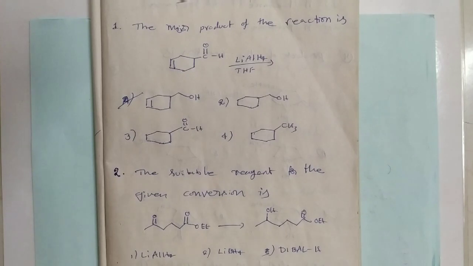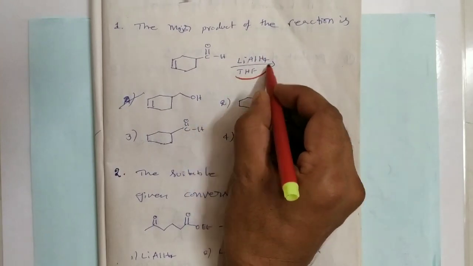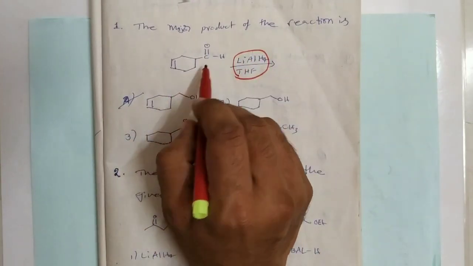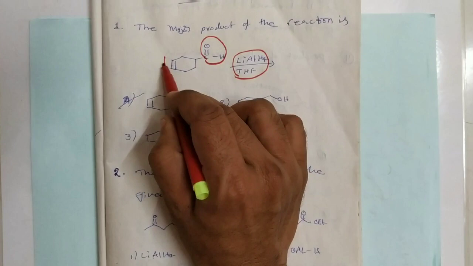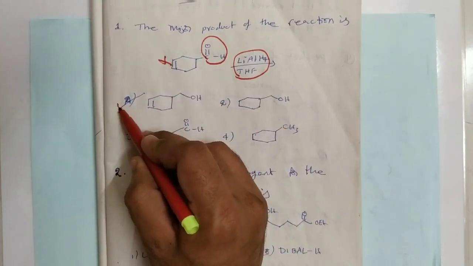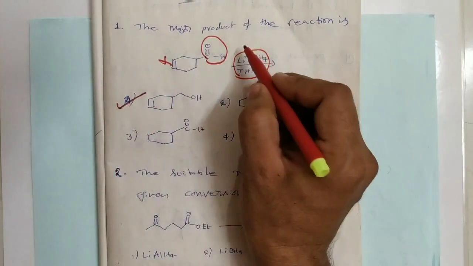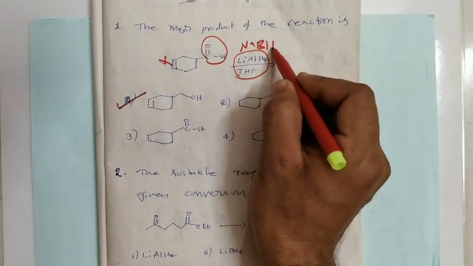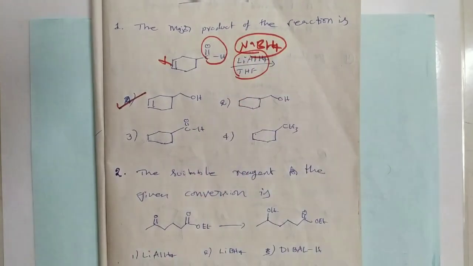In that exam, the first question: the major product of the reaction is... in this case, lithium aluminum hydride is a reducing agent. So this reduces the functional group but not the double bond. So here, option 1, lithium aluminum hydride and sodium borohydride, these reagents do not reduce the double bond. But in specific conditions, that double bond is also reduced by sodium borohydride and lithium aluminum hydride, and those conditions we already discussed in a teaching class.